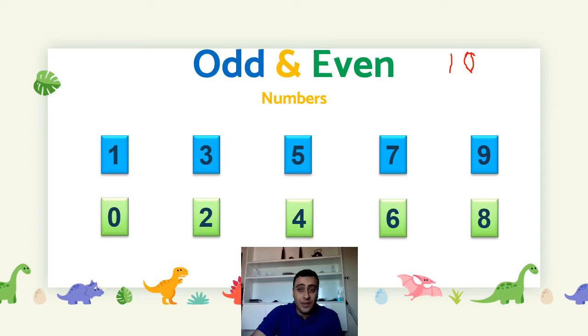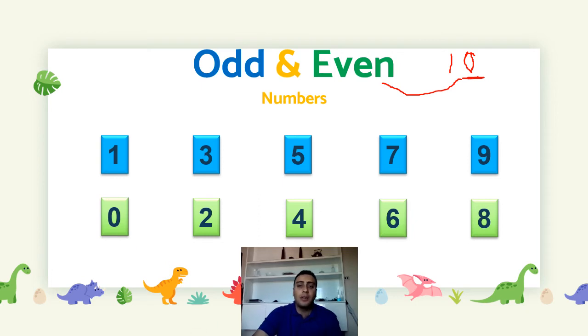It's even, right? Now, one way to know if a number is odd or even is to look at the last digit, okay? 10, the last digit is 0. Is 0 an odd number or even number? Yes, 10 has 0, right? 0 is an even number.